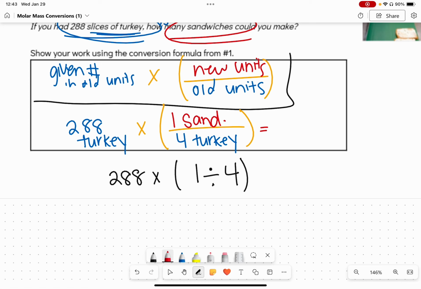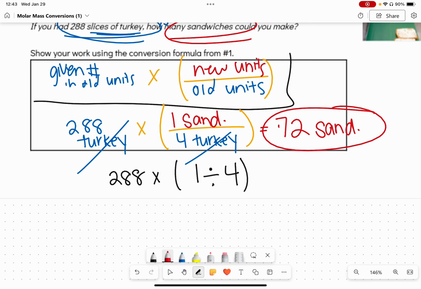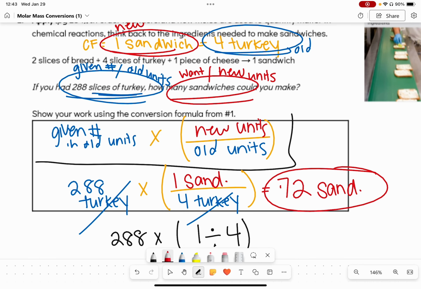But your answer is going to be 72. And then the unit is sandwiches because our turkey unit canceled out, and we are left with just what we wanted. So just to recap: read the question, label your old units, your given number, label what you want to find, your new units, determine what is your old and new units in your conversion factor, and then set it up.